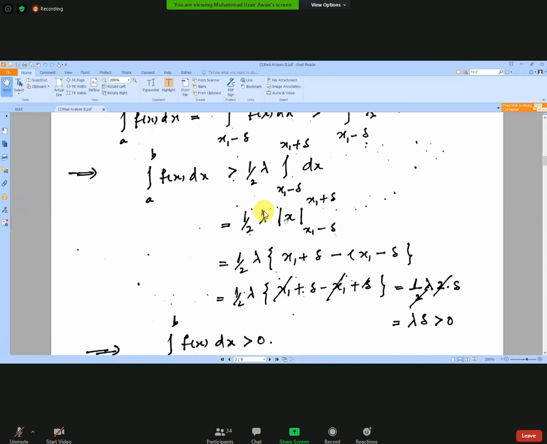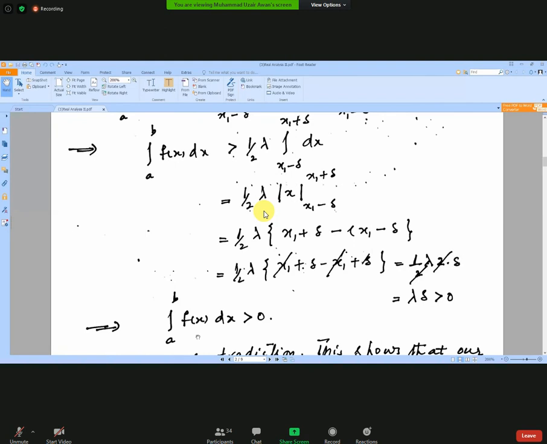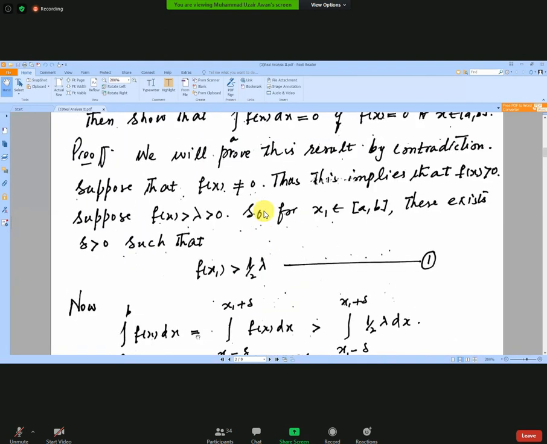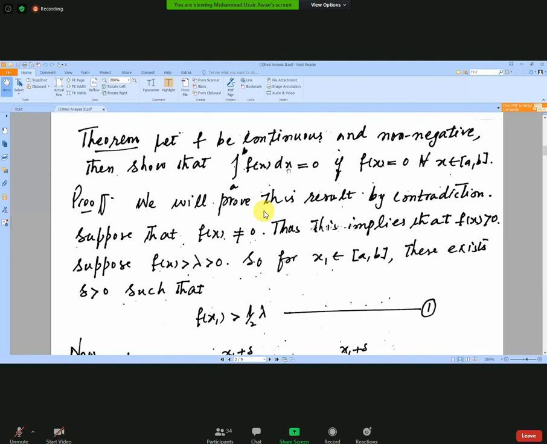Which is equal to half lambda... यहाँ पर हम integral को solve करें, पहले इसको put करें तो we get lambda delta which is greater than 0. तो हमारे पास जो integral आ गया that is also greater than 0. सो यहाँ से हम ये कह रहे हैं कि ये integral तब ही 0 होगा जब f of x is equal to 0 होगा. अगर f of x is not equal to 0 होगा तो ये हमारे पास integral 0 नहीं होगा, that will also be greater than 0. This completes the proof of this theorem.